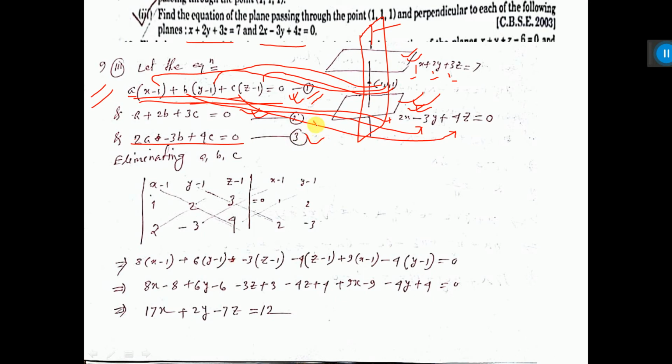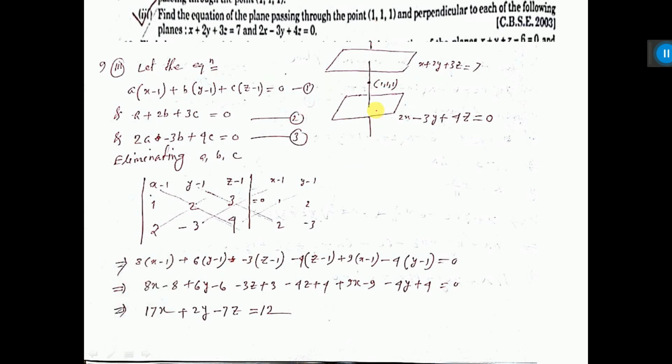So there are 3 equations I got. Now from these 3 equations we have to eliminate the direction ratios A, B, C. How to take the determinant? You have to take, see here, the coefficient of x minus 1, here 1 and here 2, so that I take here. Here y minus 1, 2, minus 3, that I take here. And z minus 1, 3, 4, that I take here, equal to 0.